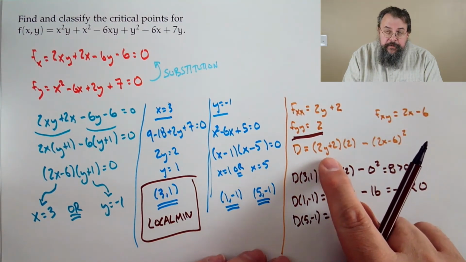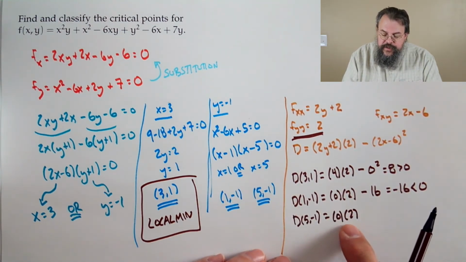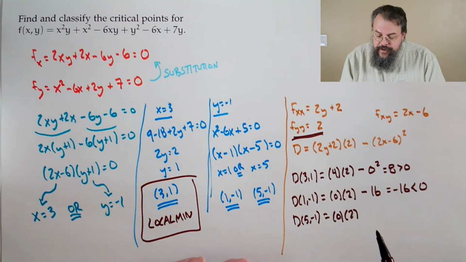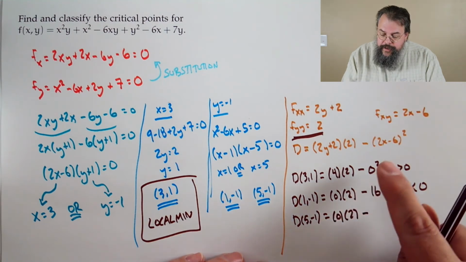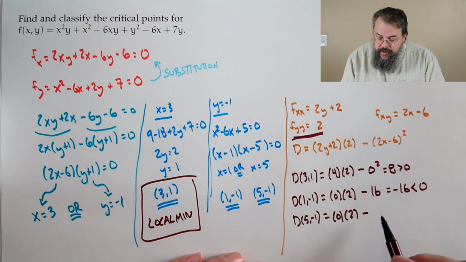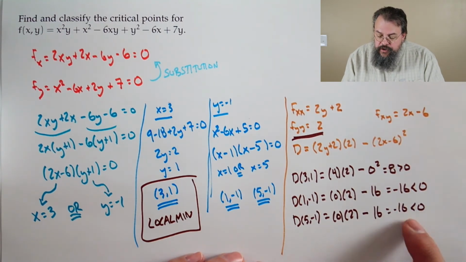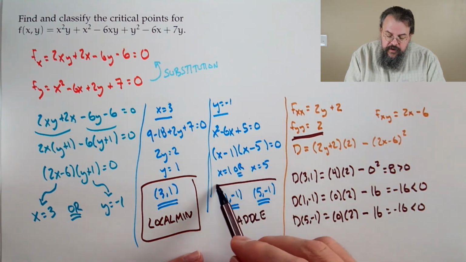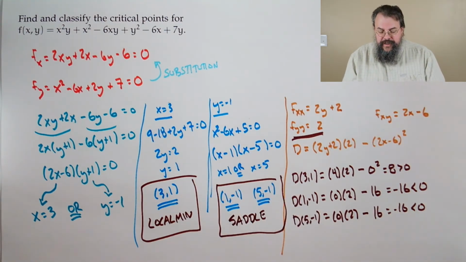How about this other point, 5 comma negative 1? Again, plug in negative 1 for y. Negative 2 plus 2, 0. See, as soon as this first term is 0 or negative, forget it. Can't be a min or a max. Or if it is, it's only through hard work that you get there. Minus, okay, 10 minus 6 is 4 squared, 16, negative 16, still less than 0. So both of these points are saddle points. So we end up with 1 local min, 2 saddles. And there we go.